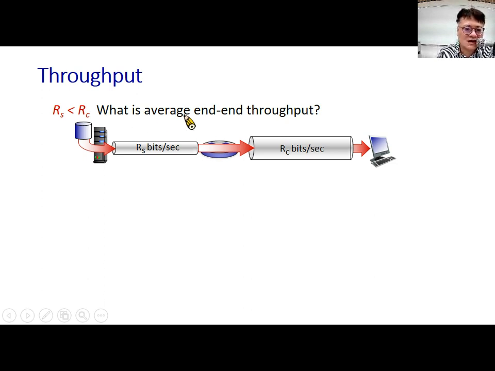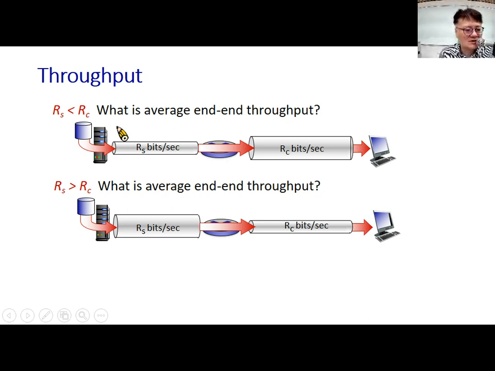What is the average end-to-end throughput from here to here? Because you can see it's a different rate, different throughput, because it goes from the source to the in-between router and to the destination. And it should be the thin pipe. So how can we calculate the average end-to-end throughput?